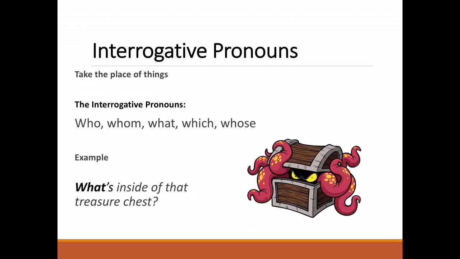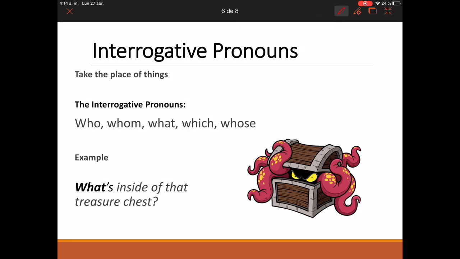Let's see the example. What's inside of that treasure chest? If you see this sentence, we have what and an apostrophe s. Why do we use it that way? Because it's a contraction of what is. When we use an apostrophe s after a pronoun, it's called a contraction of a pronoun, and we use it to display a verb, an auxiliary verb. In this case, is. Let's erase one more time.